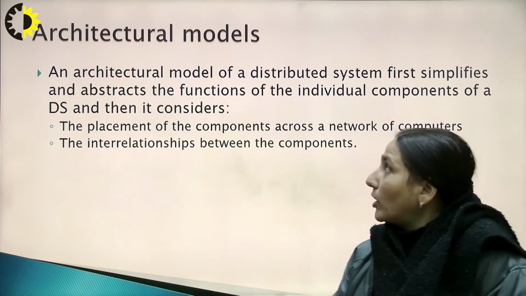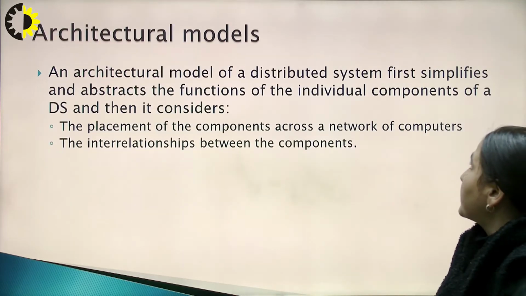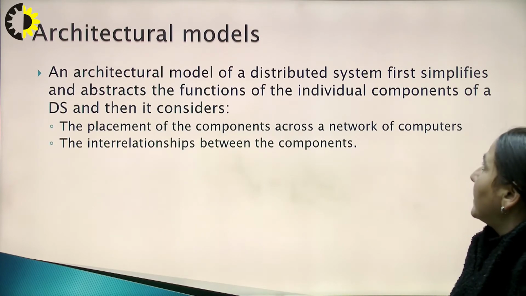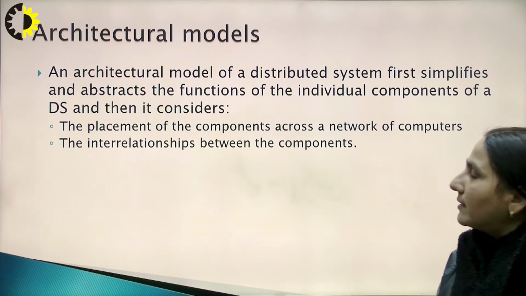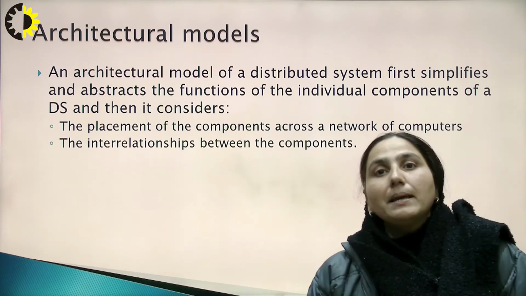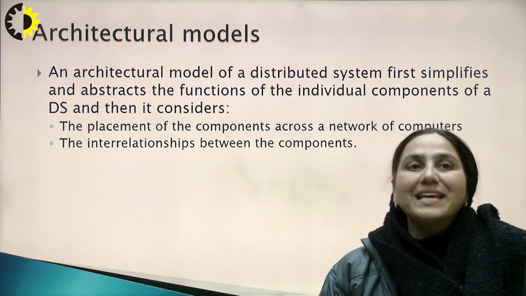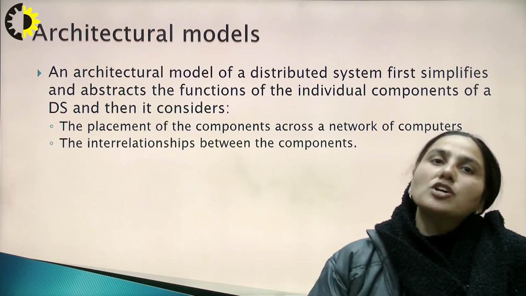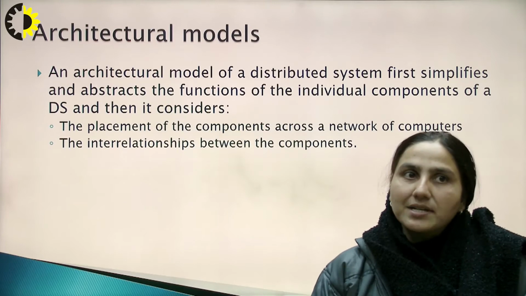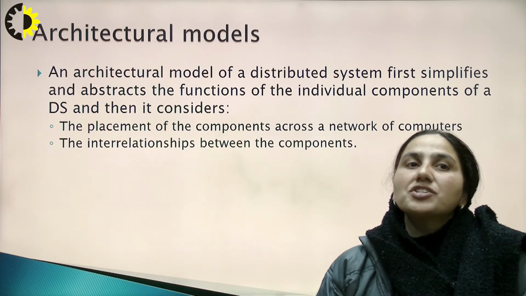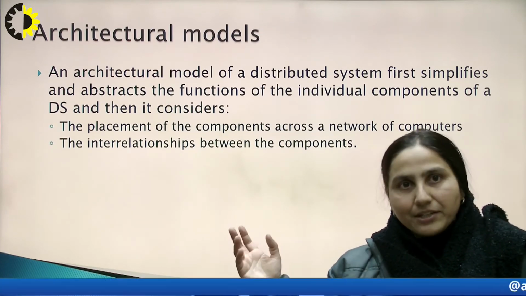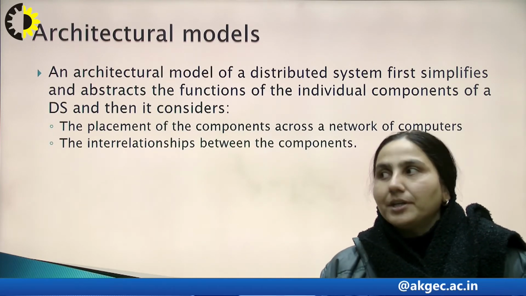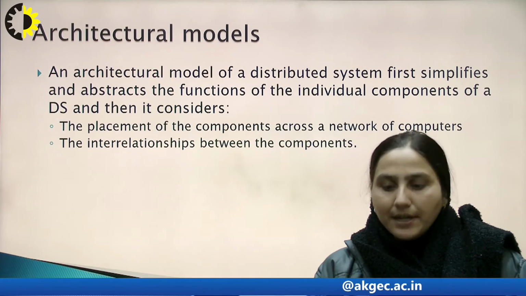Now, the architectural model. An architectural model of a distributed system first simplifies and abstracts the functions of the individual components of the distributed system, and then considers the placement of the components, how we are going to place those components across a network of computers. Secondly, the interrelationship between the components. If we have different components, what is the relationship among them in the distributed system?